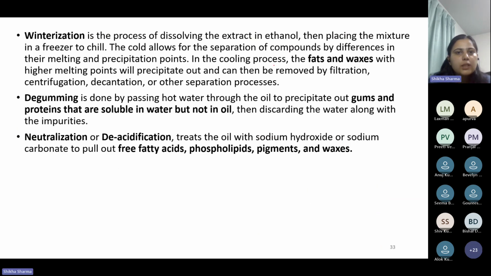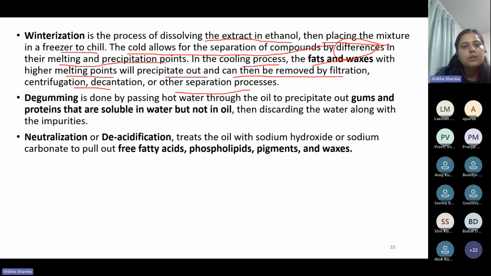So winterization is the process of dissolving the extract in ethanol, then placing the mixture in the freezer to chill. The cooling allows for the separation of the compounds based on the differences in melting and precipitation points. In the cooling process, the fats and waxes with higher melting points precipitate out and can be removed by filtration, centrifugation, decantation, or other separation processes.